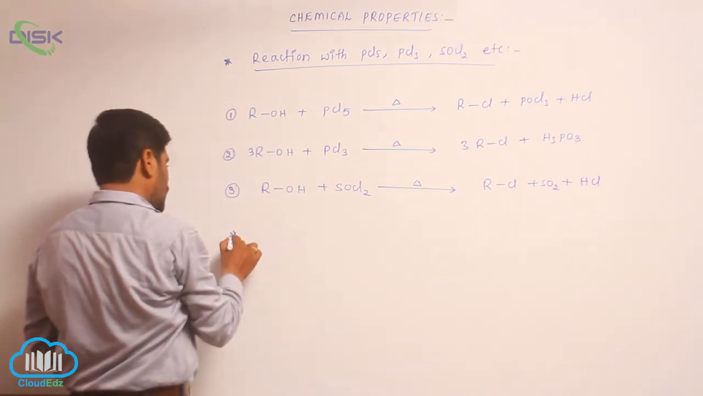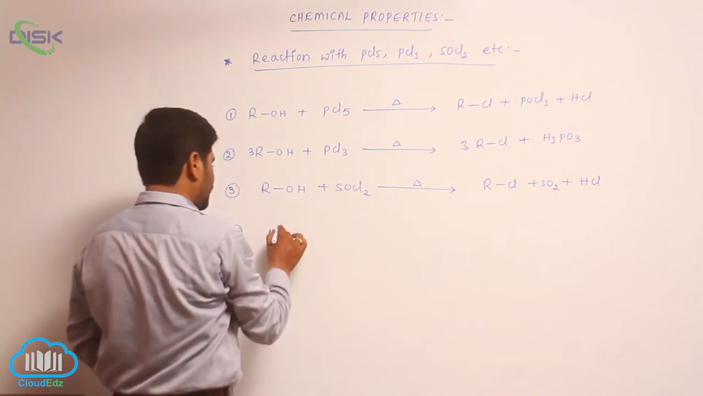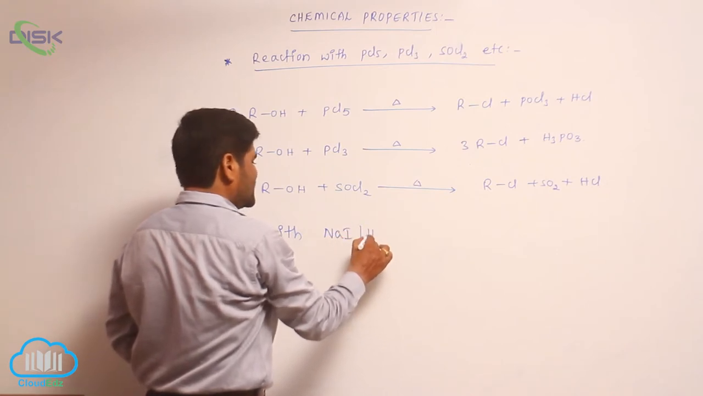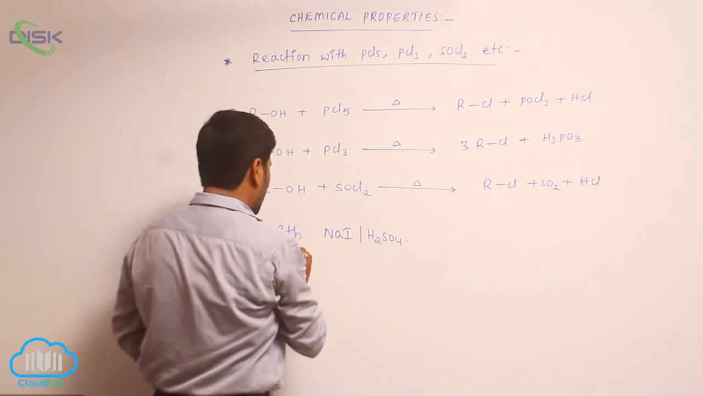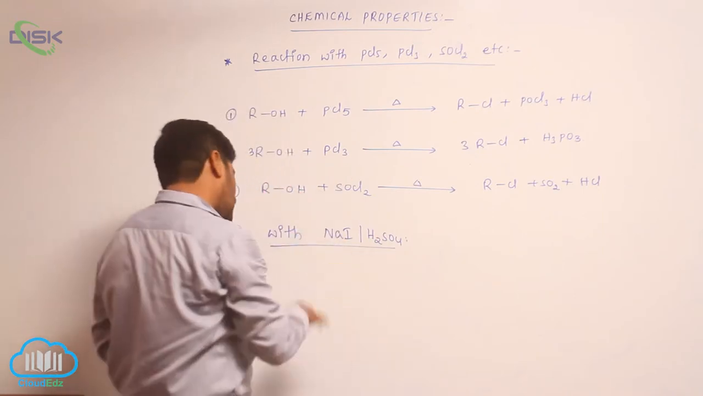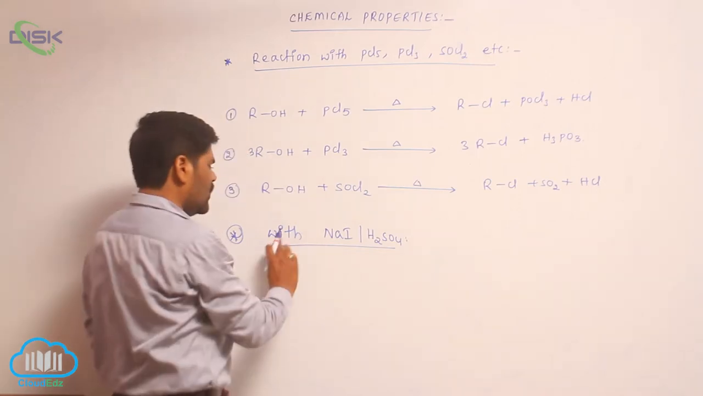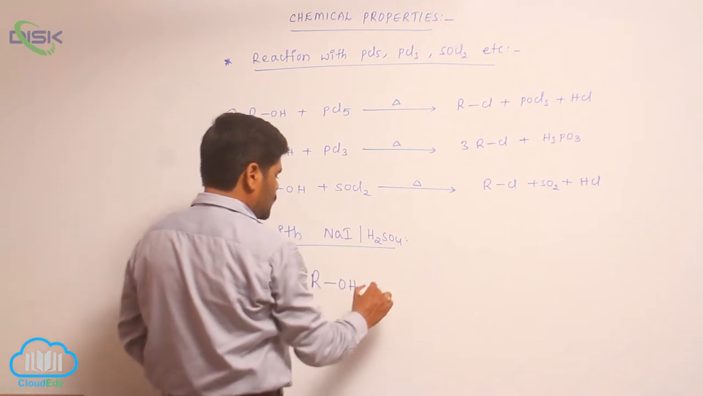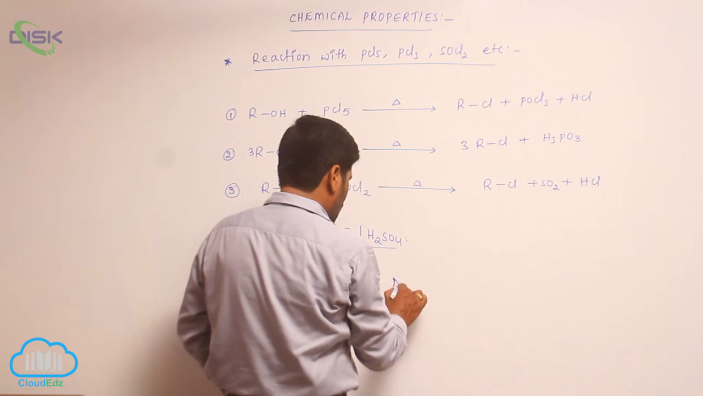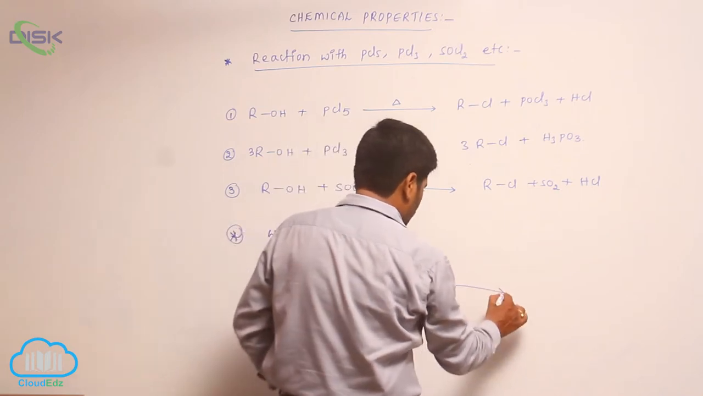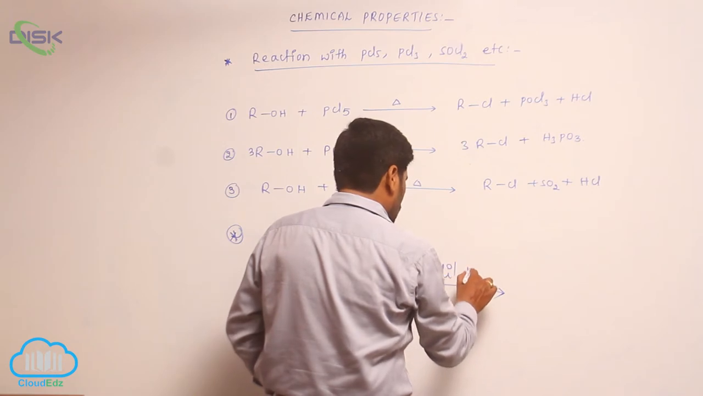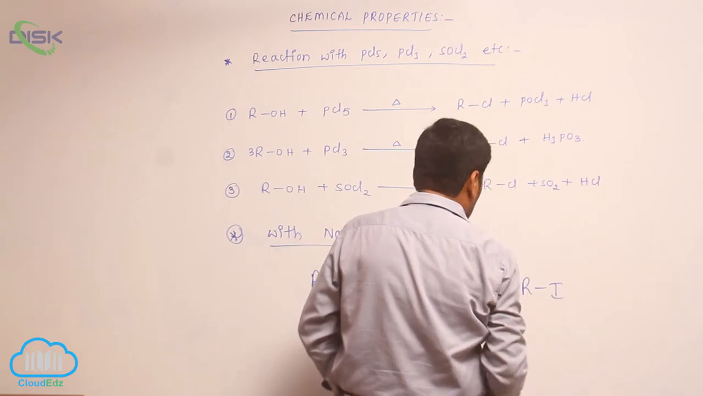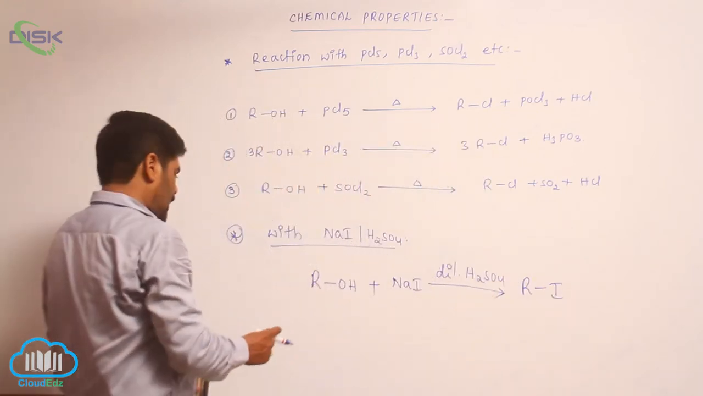next related reaction to this, with sodium iodide in presence of sulfuric acid. Sodium iodide and sulfuric acid. Okay, an alcohol reacts with sodium iodide in presence of dilute sulfuric acid. So immediately it converts into which one? Alkyl iodides. What is this? Alkyl iodides.